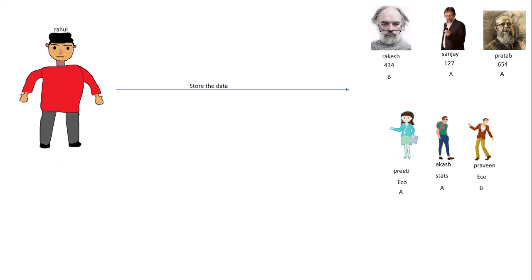This is the professors on the upper side: Rakesh, Sanjay, Pratap. They are professors, and below them are PhD students.